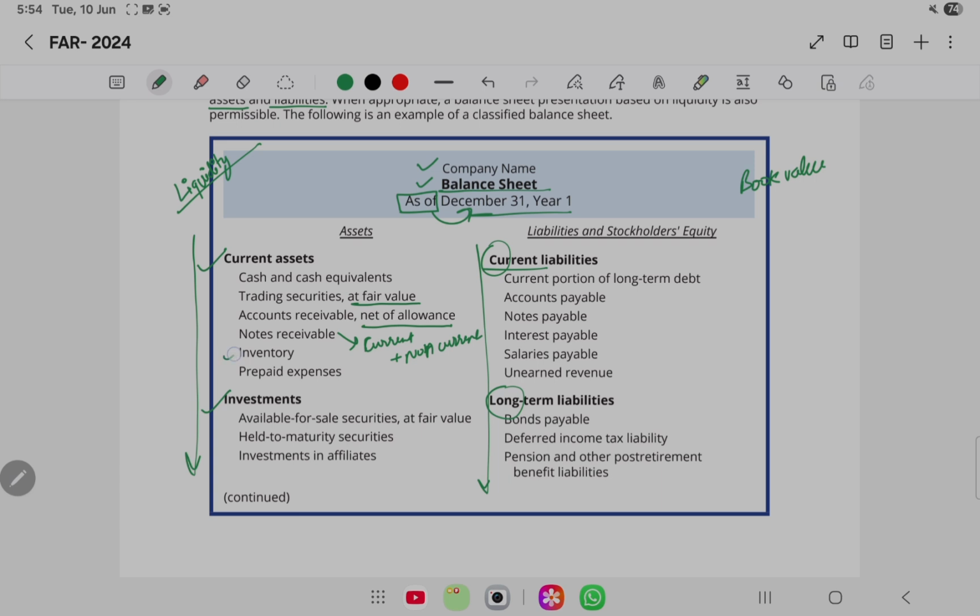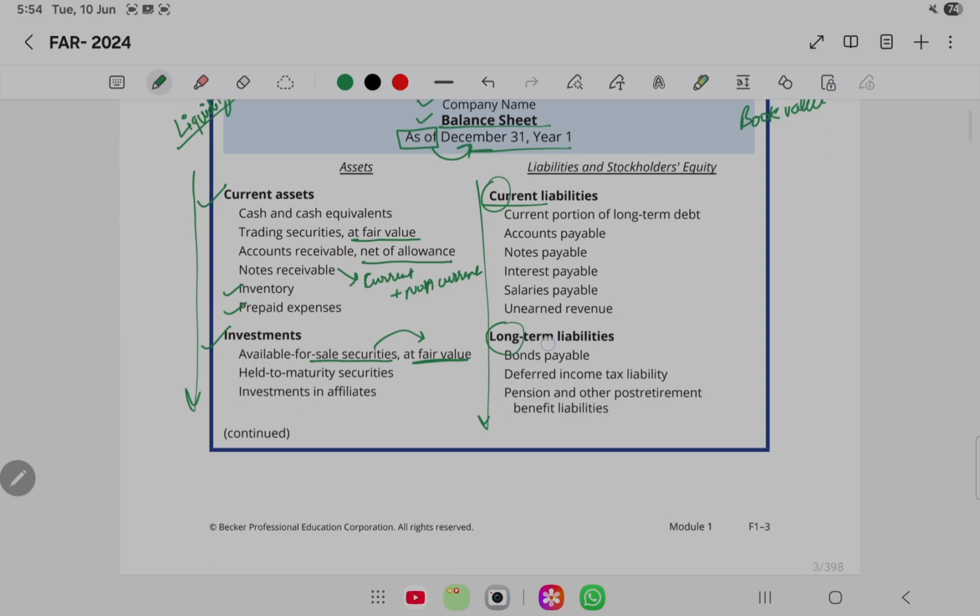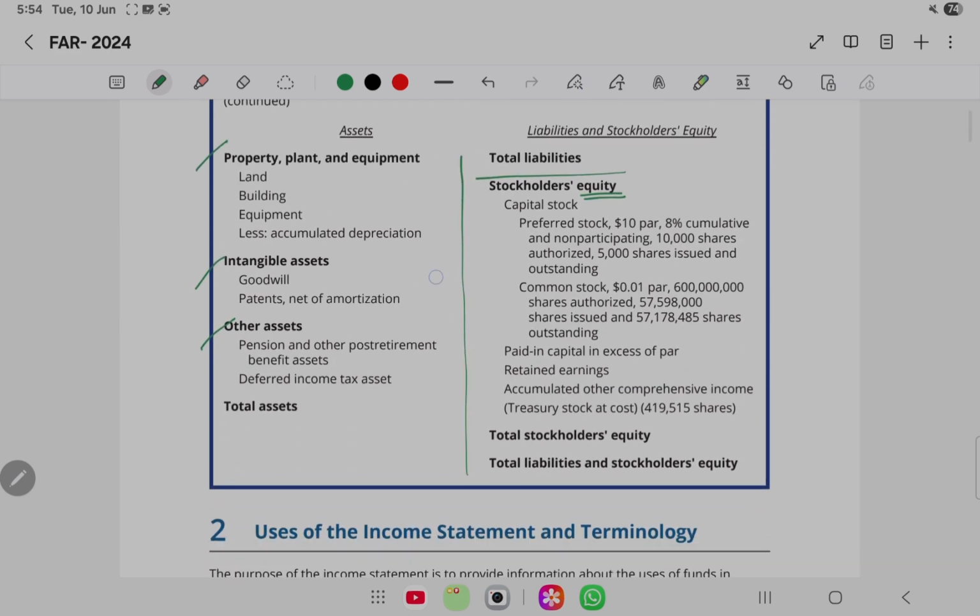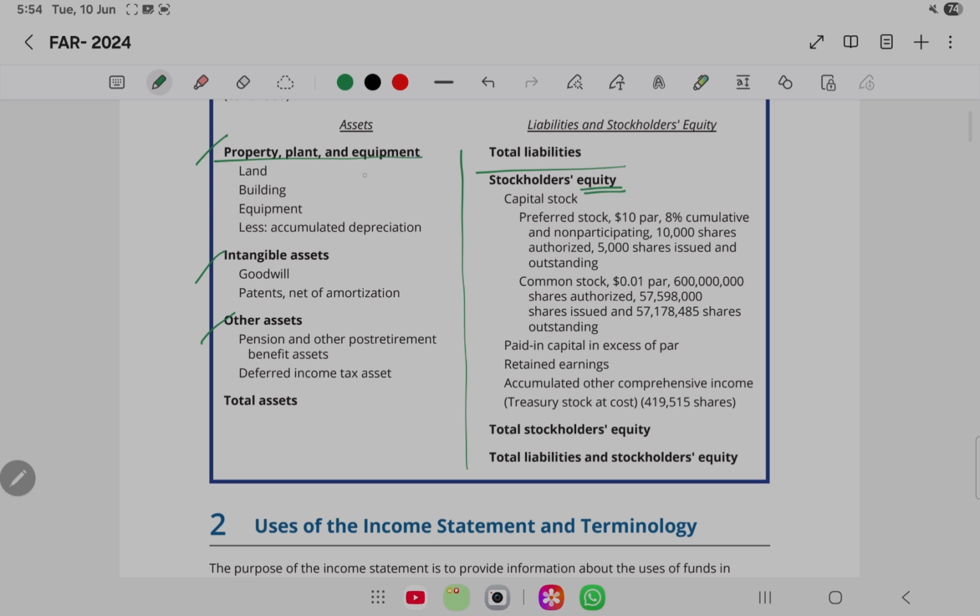Available for sale, then inventory, prepaid expenses, investments, available for sale securities also at fair value, held to maturity securities, investments in affiliates. Continuing with assets like PPE, as we call it shortly, property, plant and equipment: land, building, equipment, less depreciation. Land is a non-depreciable asset.